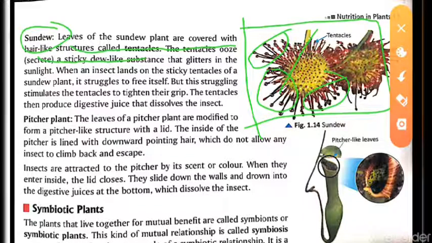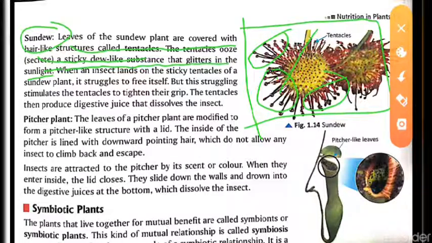The tentacles secrete sticky substances, and they shine in the sunlight, they glitter. At that time they attract insects. When an insect comes and sits there, it is not able to fly away. So the sundew plant eats that insect. Here it is written: the tentacles ooze a sticky dew-like substance that glitters in the sunlight.